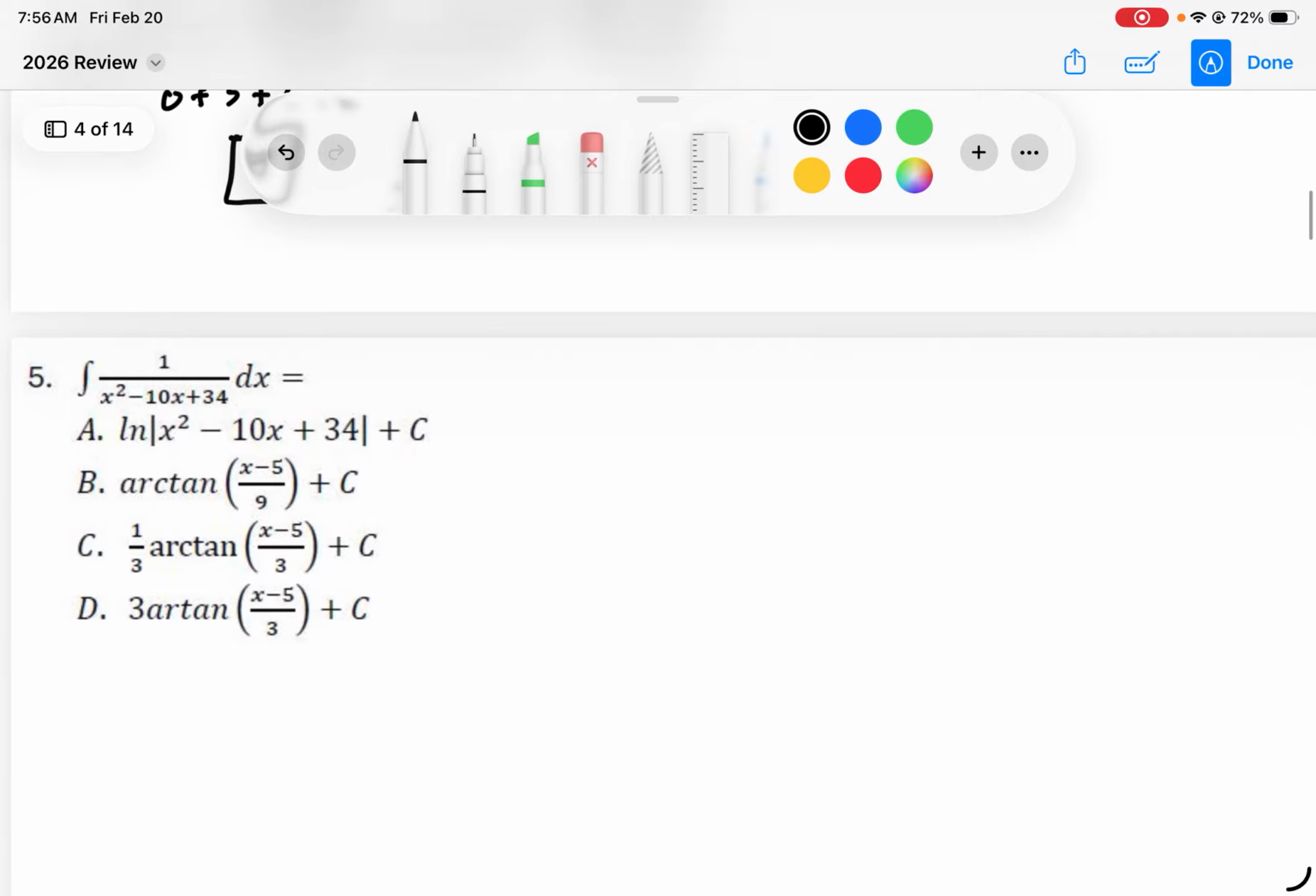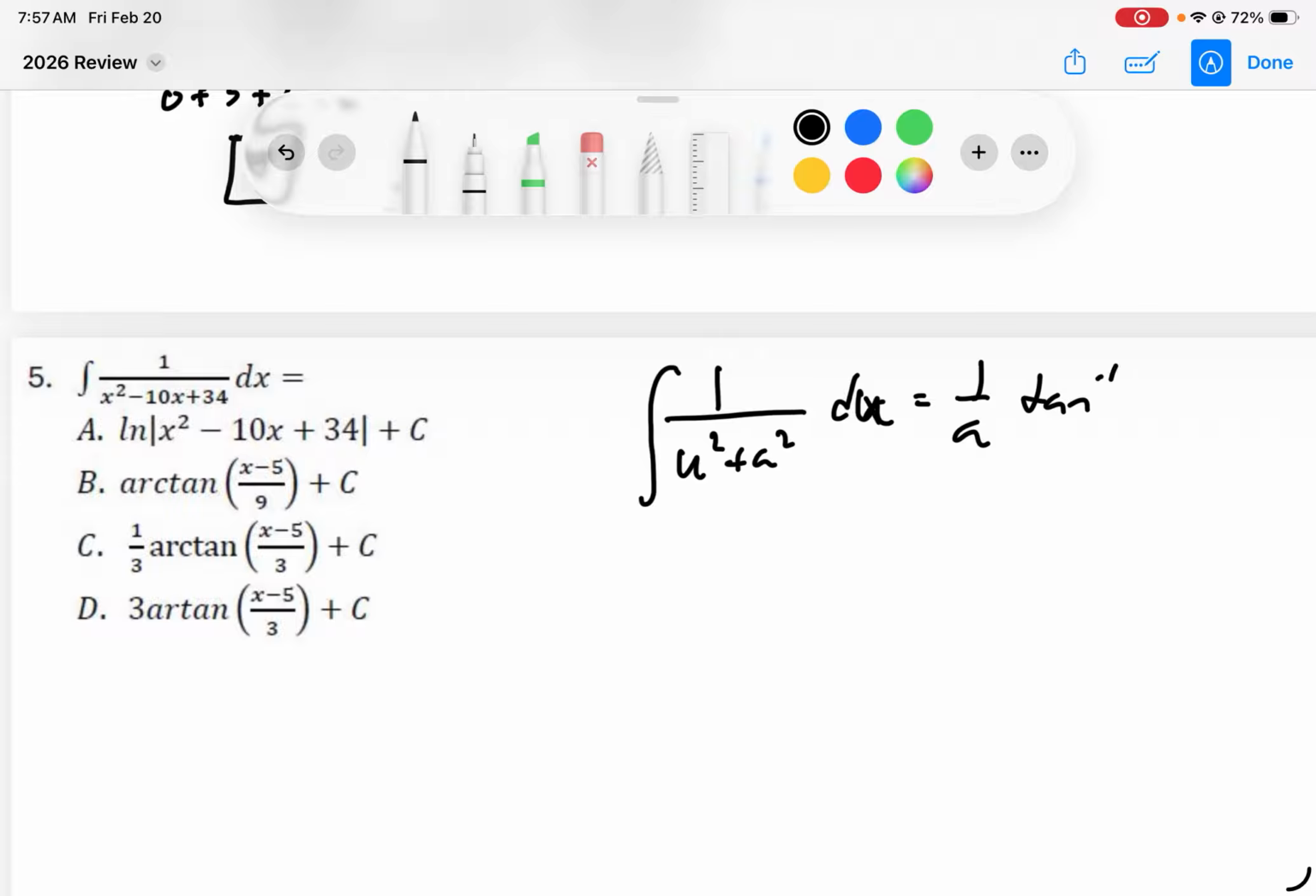All right, next one. I made this one a multiple choice. If I see this natural log, I think integration, function composition, partial fraction decomposition, that's what I'm going for. But then there's arctangent stuff, so I'm like, wait, arctangent is the integral of 1 over u squared plus a squared du. This would be 1 over a times tangent inverse of u over a, plus c.